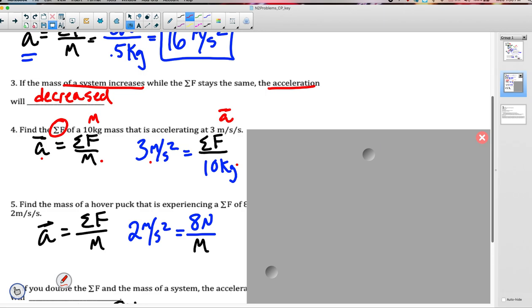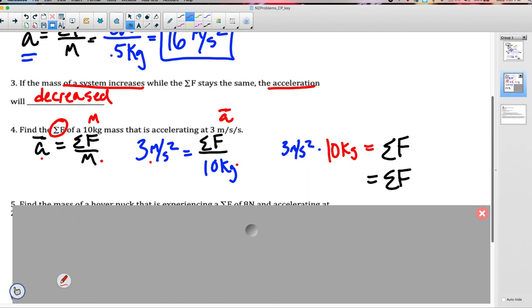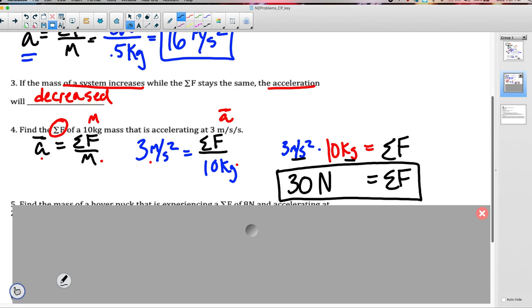To find the net force, we have to have that on the side by itself. So to get rid of the 10 kilograms, we have to multiply both sides by 10 kilograms. And so we've got 3 meters per second squared times 10 kilograms, and 3 times 10 happens to equal 30. And a kilogram times meter per second squared turns out to be a newton, which is our measurement of net force. I know that you guys know that acceleration is measured in meters per second squared. We know that mass is measured in kilograms, and we know that newtons is a measurement of force. I won't ask you to show the unit analysis of how that works out, but you do need to know which units go with which variables.